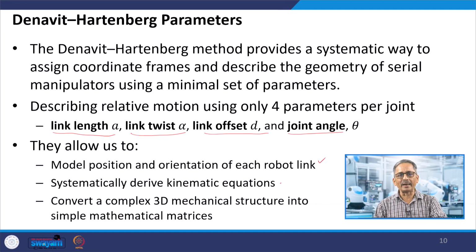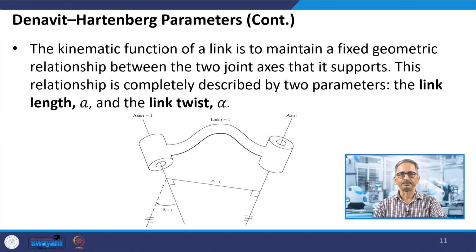They allow us to model the position and orientation of each robot link. We can systematically derive the kinematic equations, and they convert the complex 3D mechanical structure into simple mathematical matrices through DH parameters, which simplifies and makes our analysis easier. So, let us define the first link, using DH parameters.